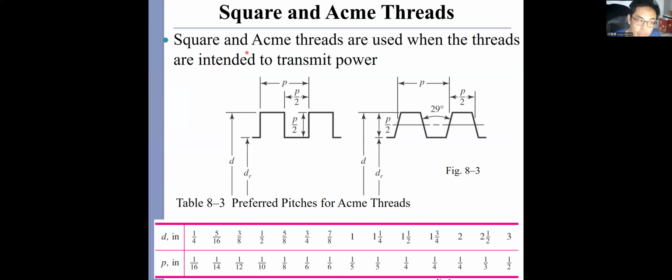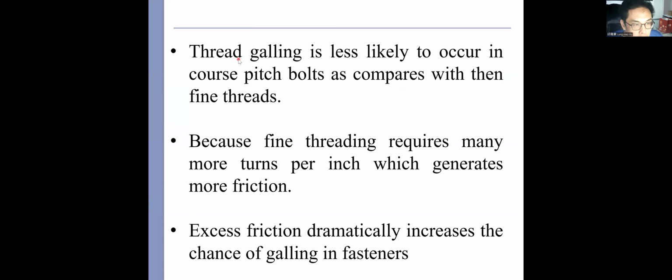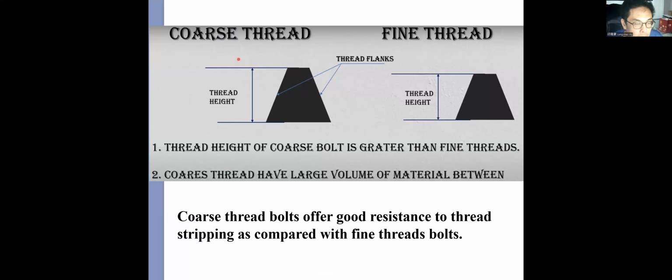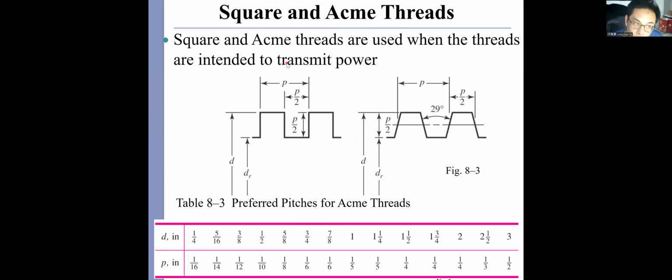And what's the difference? Acme and standard. The difference is the thread angle, right? The thread angle for the Acme thread is 29 degrees.